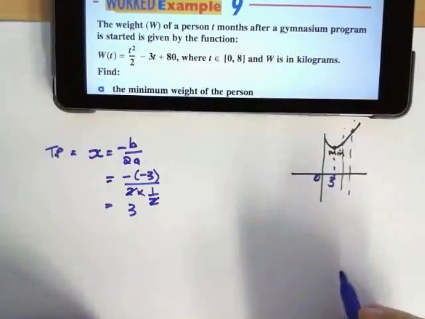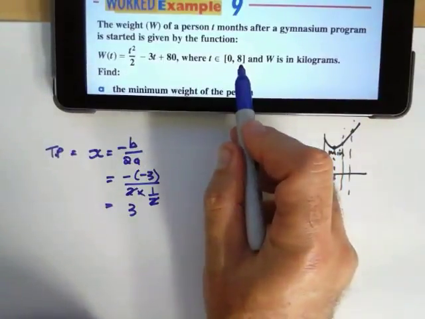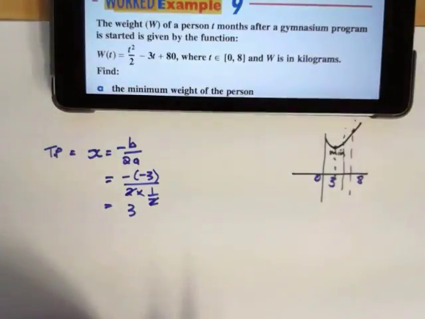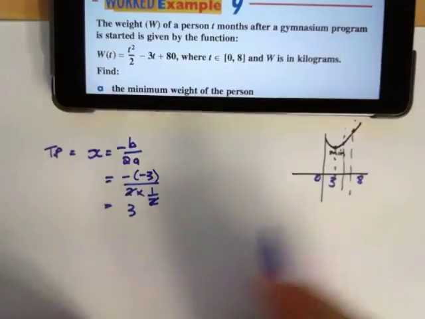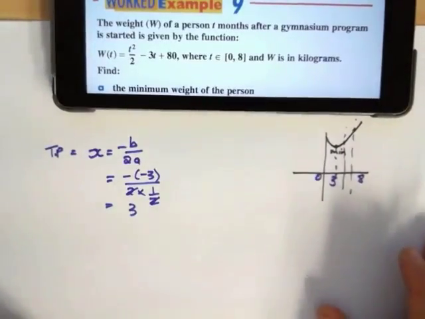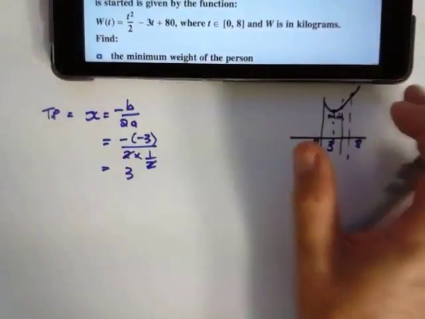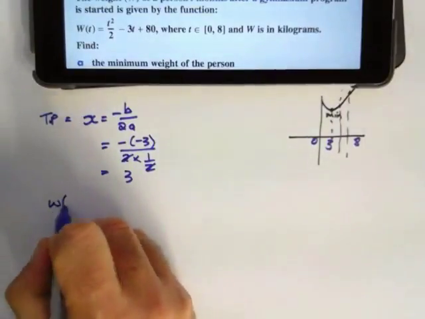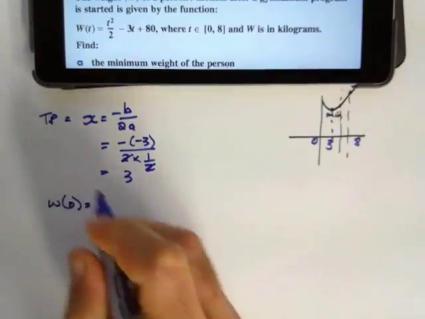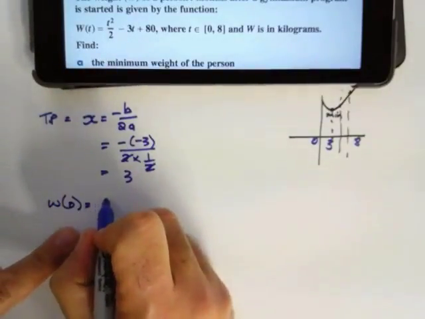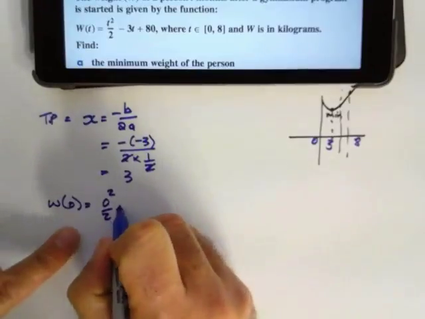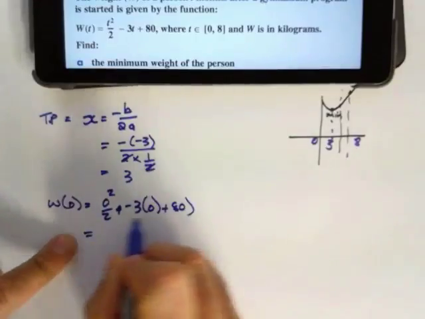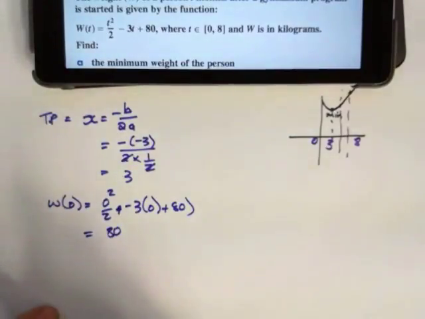What I know is that at 0, and we know that it goes to 8, and remember a block bracket means including 8. So 8 is going to be over there. What I want to investigate now is the weight at those 3 points. So I'm going to move this up so I've got more space. My weight when my time is 0 equals, substituting that in, 0 squared divided by 2 minus 3 times 0 plus 80. That is 0 minus 0 plus 80, so the weight is 80.